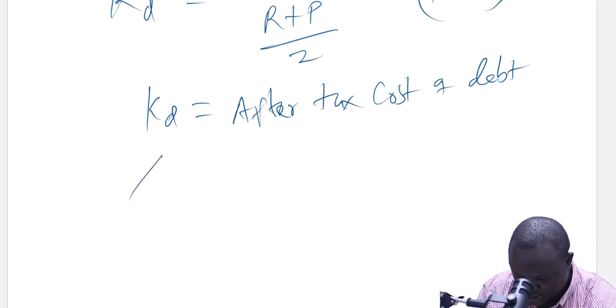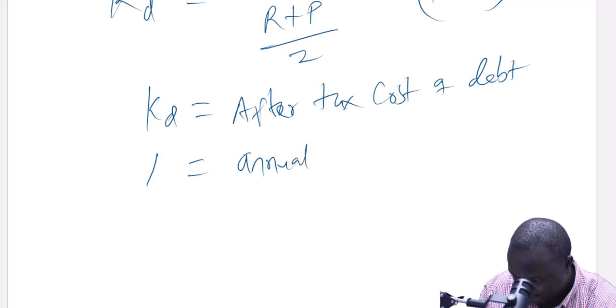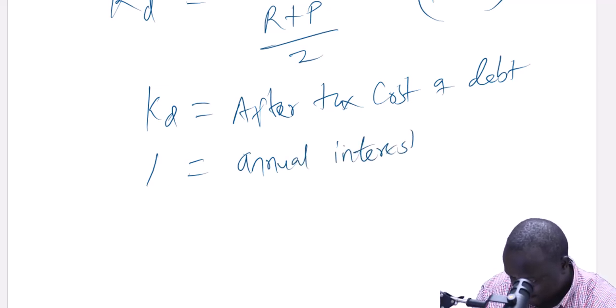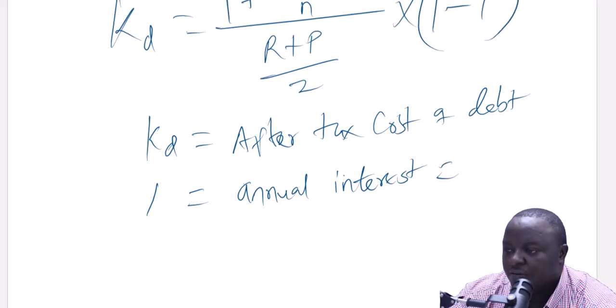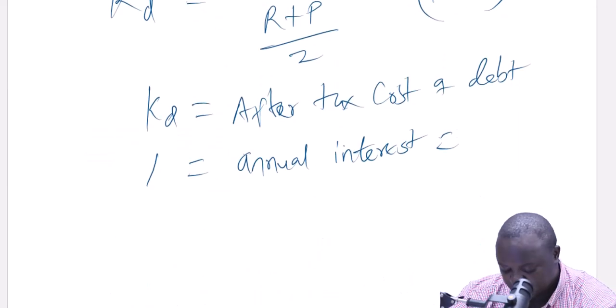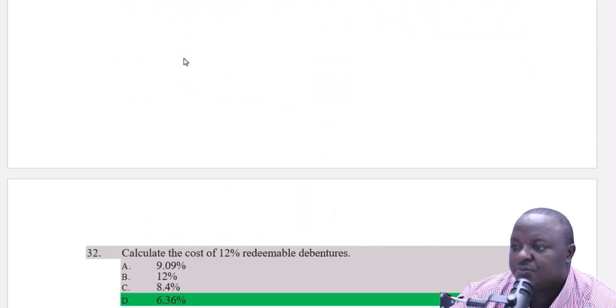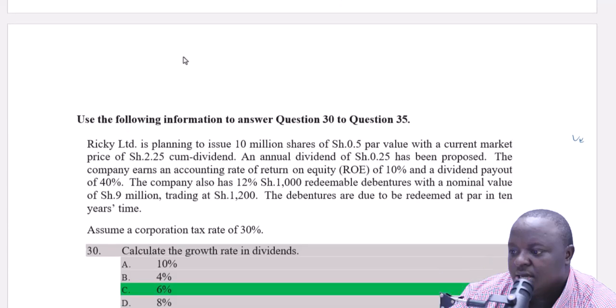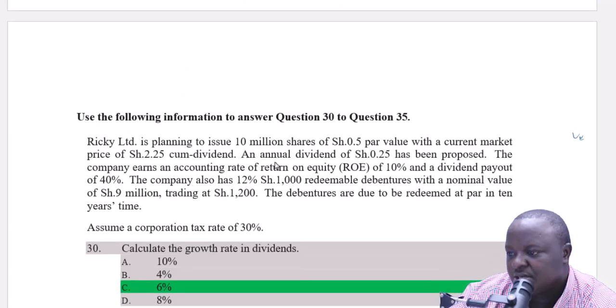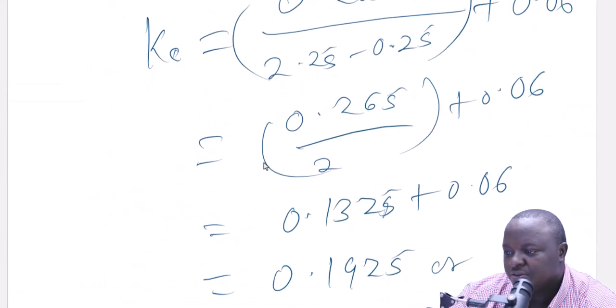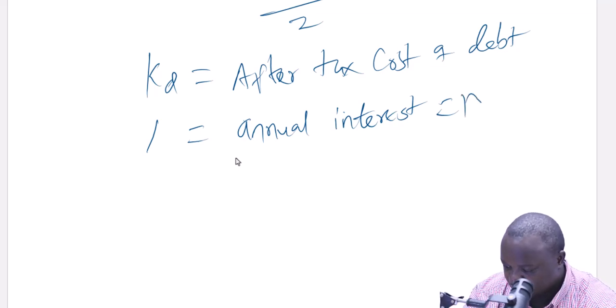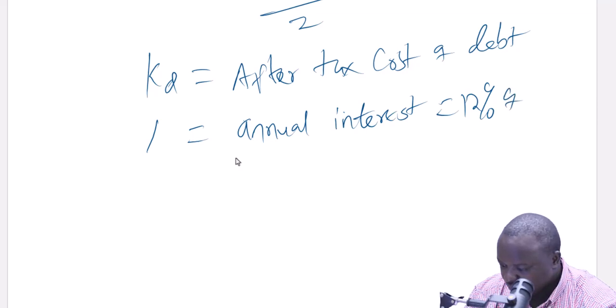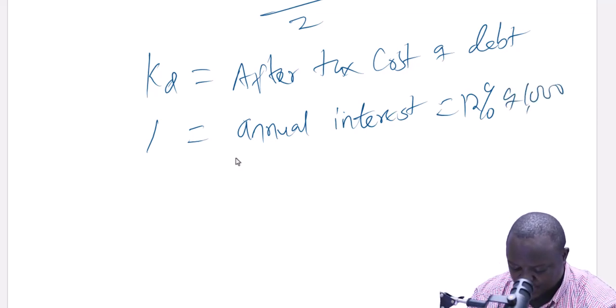Then the I equals the annual interest, which we were given is 12% of 1,000, because we were told from the question above that the company also has 12% of 1,000 redeemable debentures. So the annual interest is 12% of 1,000 shillings. If you calculate that, you will get 120 shillings.